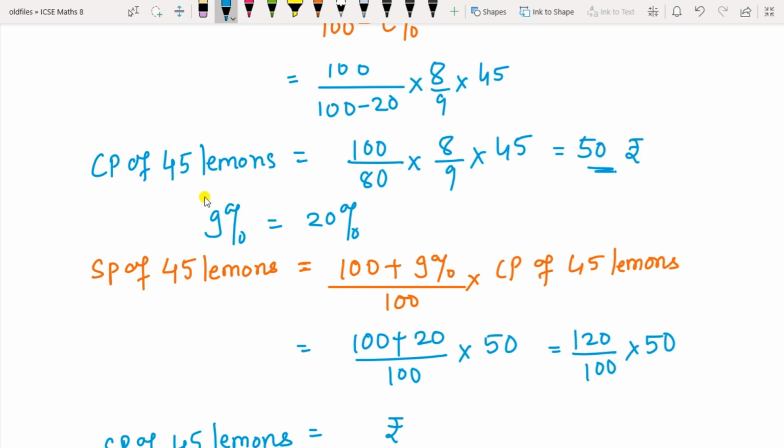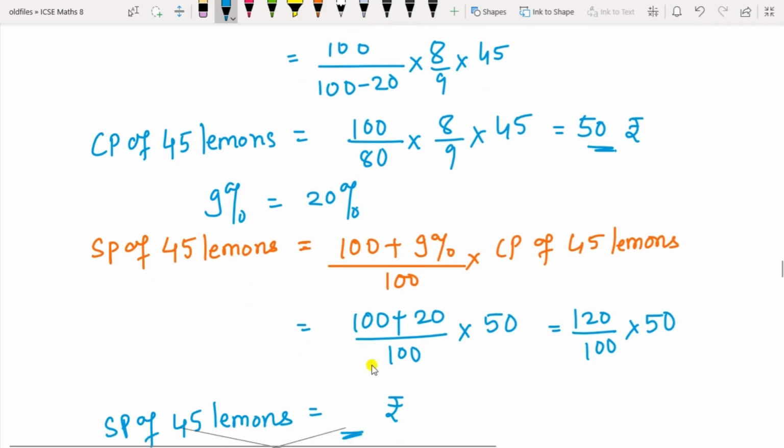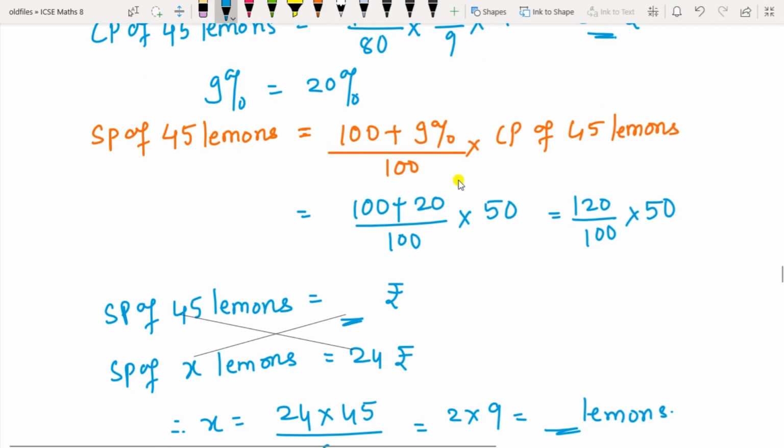Now while selling these lemons, you have to gain 20%. They want to make a gain percent of 20%. So you have to find the new selling price of 45 lemons. Substitute the values here. That is gain percent is 20 and CP of 45 lemons is 50 rupees, just now we have found it out. So the selling price of 45 lemons here will be 60 rupees.